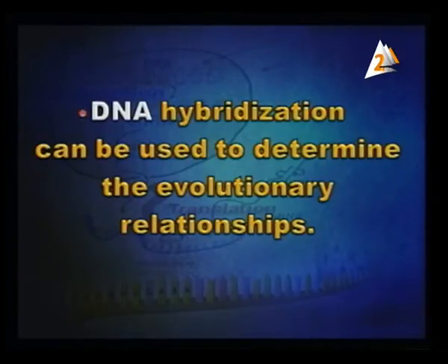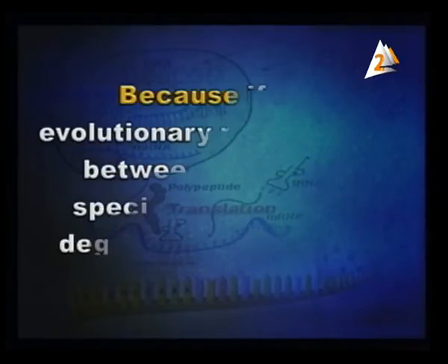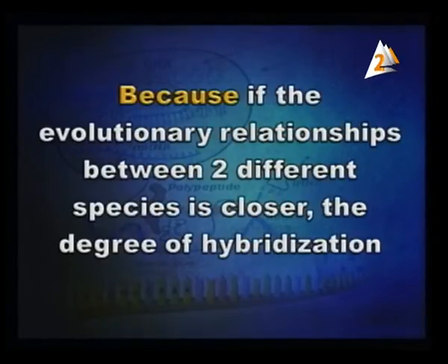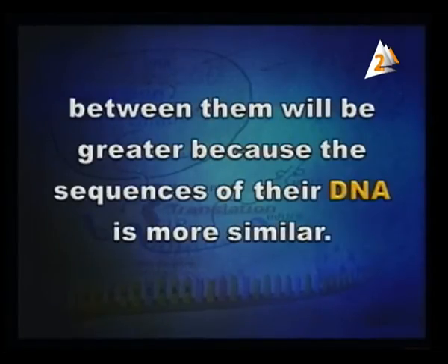I will repeat this question another time. DNA hybridization can be used to determine the evolutionary relationship. Yes, because if the evolutionary relationship between two different species is closer, the degree of hybridization between them will be greater, because the sequence of their DNA is more similar.